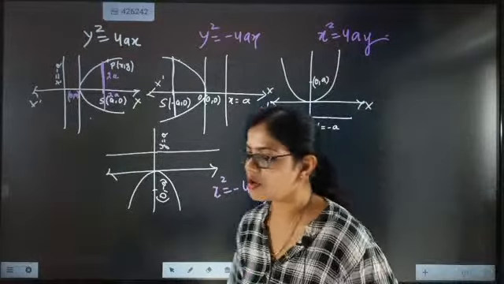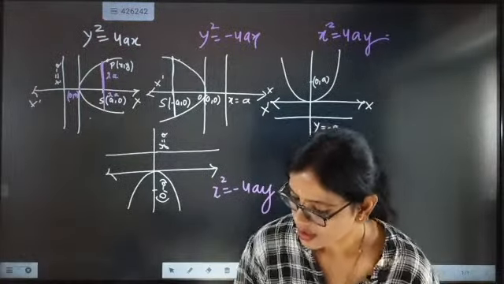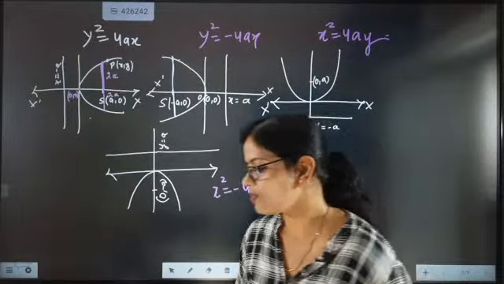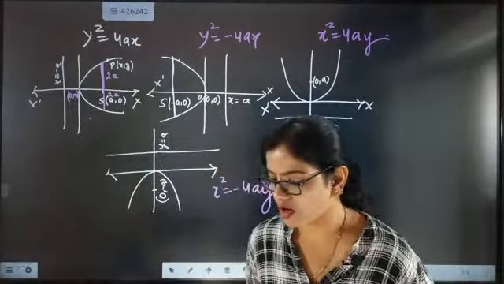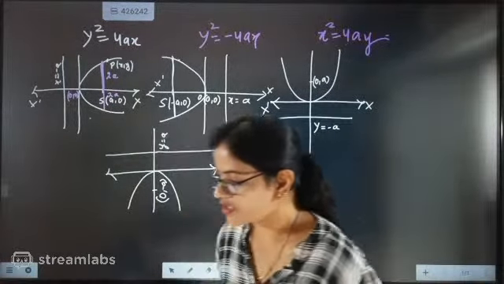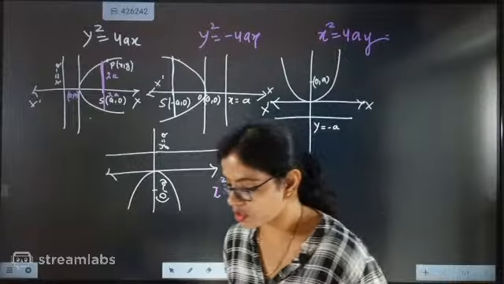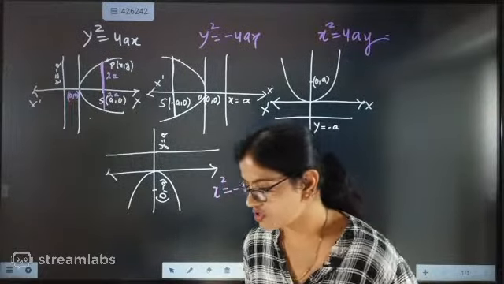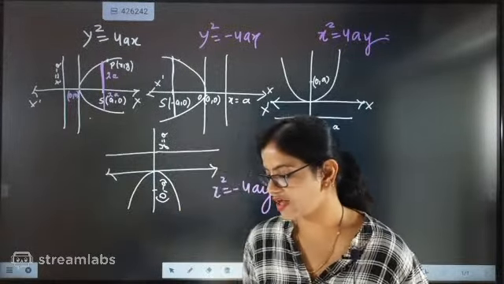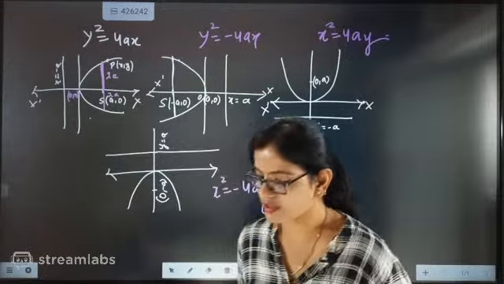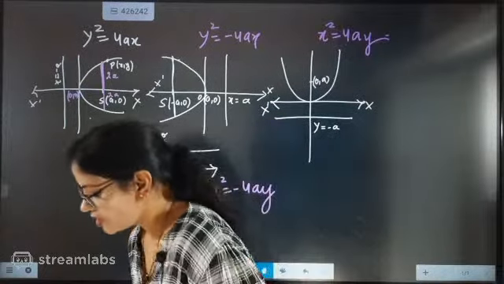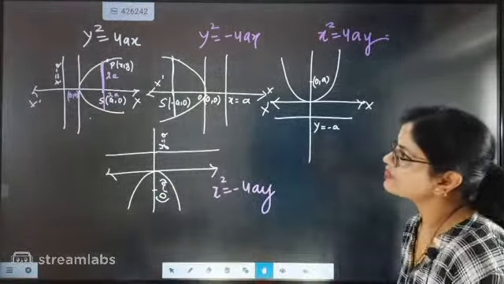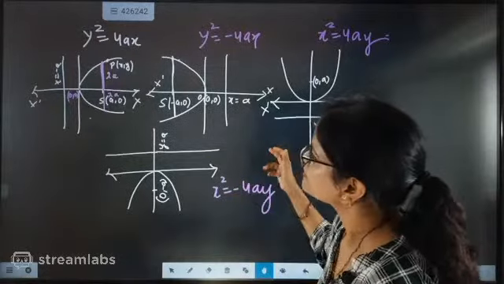Then we are going to talk about vertex, then coordinates of vertex. Then we are going to talk about focus. Then equation of directrix, equation of axis, length of latus rectum, distance from the point P(x,y). So now one by one we are going to discuss everything.